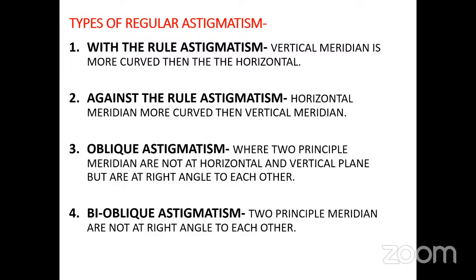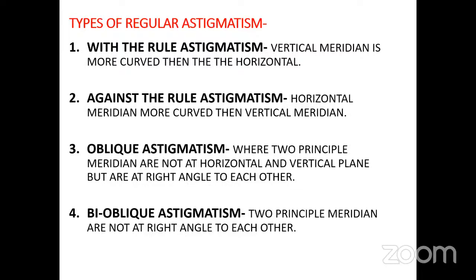Suppose the patient has -1 spherical and -2 cylinder at 90 degree. Is it with the rule or against the rule? Sir, against the rule. Why against the rule? Because the conversion power is more in the horizontal meridian.